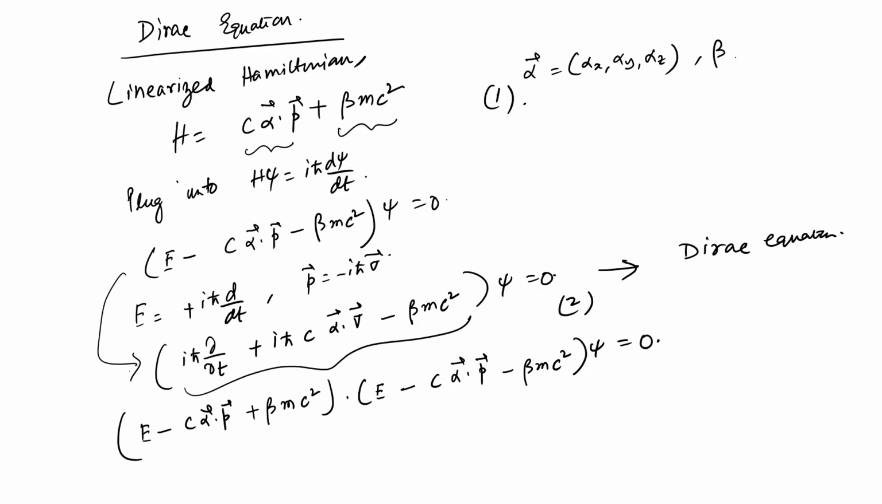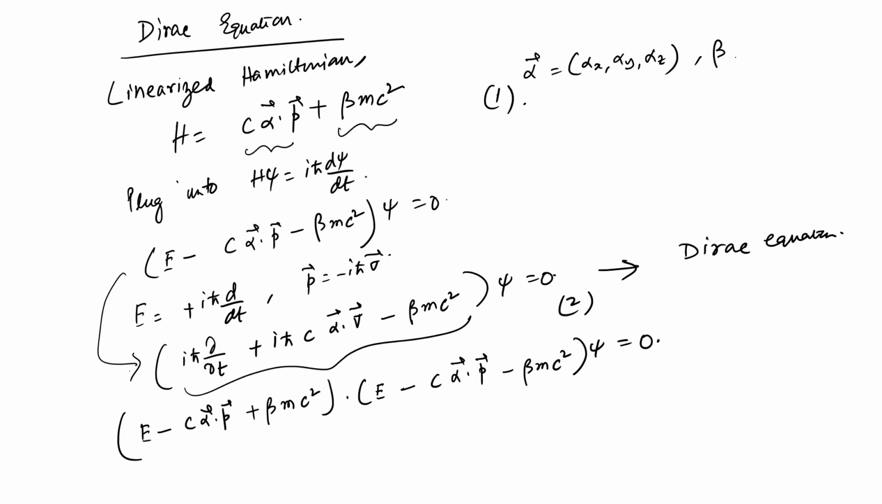One is that while linearizing this Schrodinger equation, or making it relativistically invariant, we wrote down this equation, which is the Dirac equation, H equal to c alpha dot p plus beta m c square. Operating it on the wave function, the corresponding wave equation gives us E minus c alpha dot p minus beta m c square, operating on psi, equal to 0.